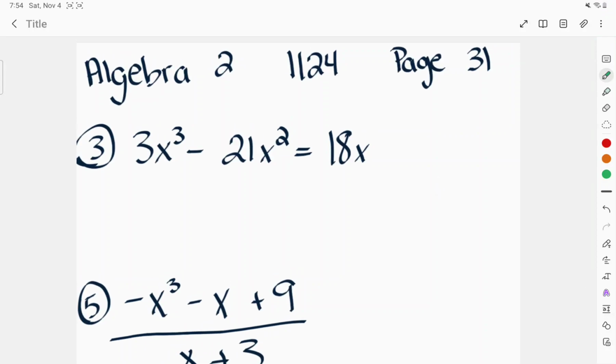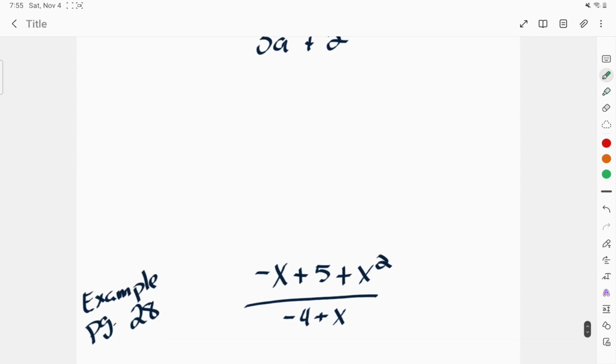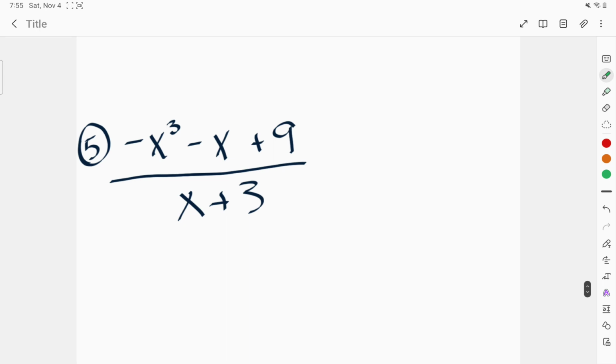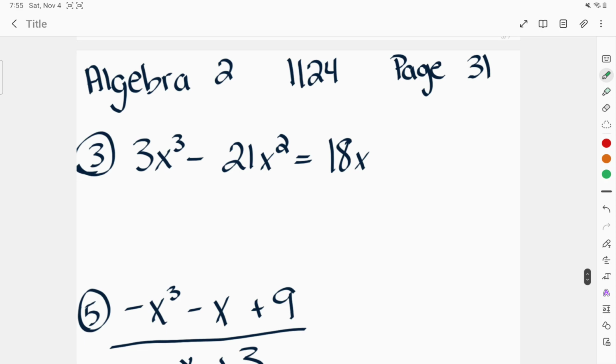Alright, so Algebra 2, page 1124, we're going to do page 31. I'm going to go back and do examples from page 28 and 29 just because there's not many problems on here. And I don't want to do all the problems. I want you to do some on your own, okay? So, for this first one, what we're doing is solving these open sets.